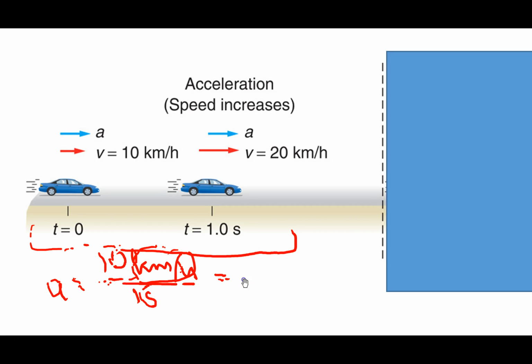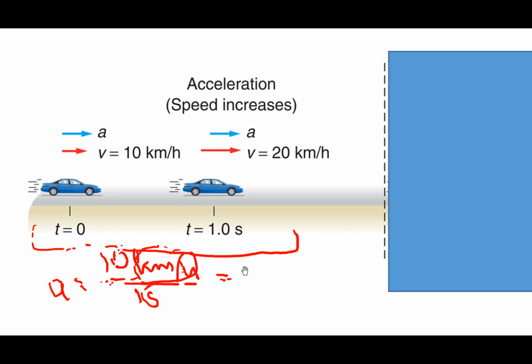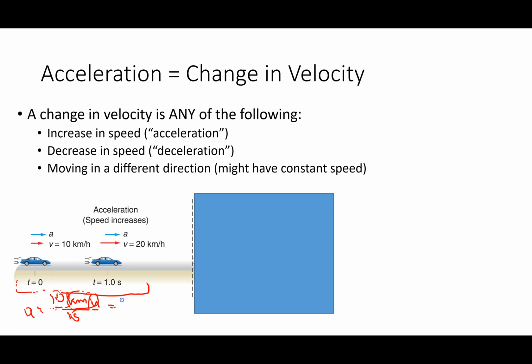So the answer is going to be 10, and the units are going to be kilometers per hour, and also in the denominator, I'm going to go ahead and put seconds. So that's 10 kilometers per hour per second. That's the acceleration for that time interval.